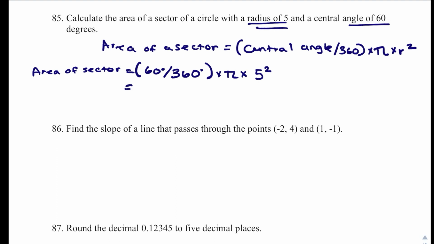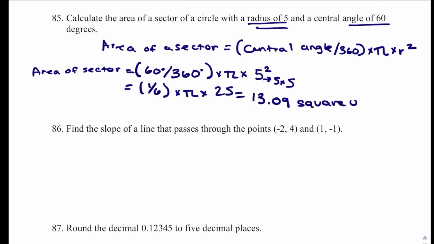So this is going to equal 1/6 times pi times 25. So this is 5 times 5. And we're going to just plug that into our calculator and we'll get 13.09 square units. And that's our answer.